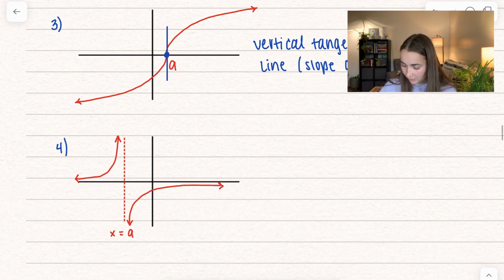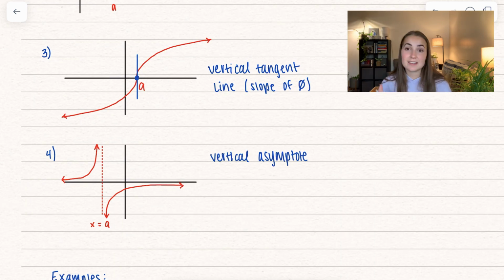Finally, we also have vertical asymptotes. So this is another type of discontinuity where we're not able to connect the two pieces together. We have a function on the left side, a function on the right side, but it's not defined at x equal to a. So when the function is not defined, the derivative is also not going to be defined. So let's go ahead and try some examples.